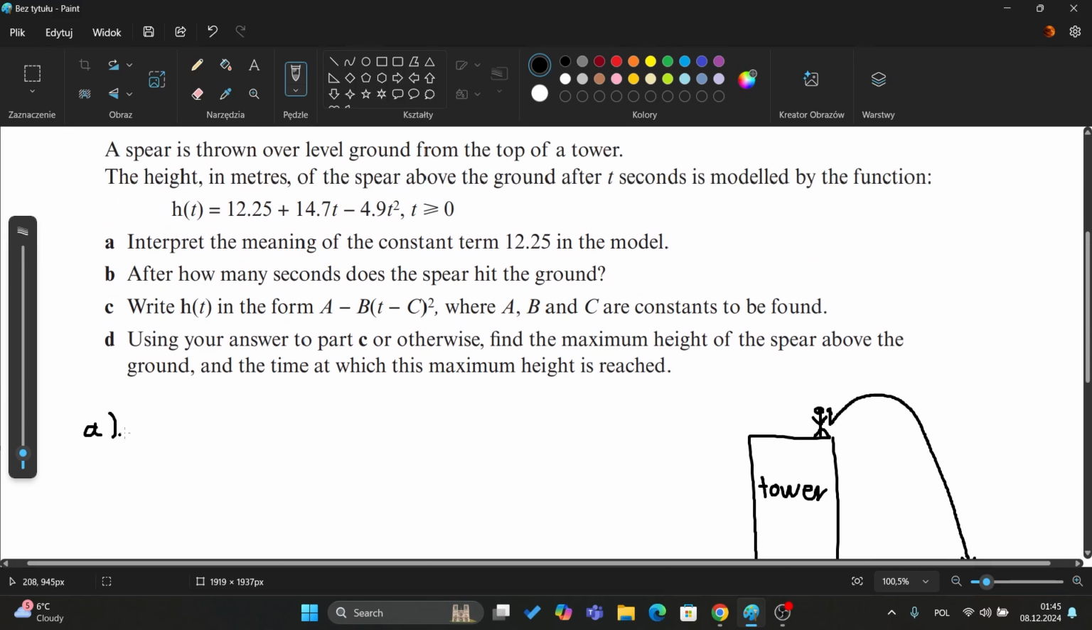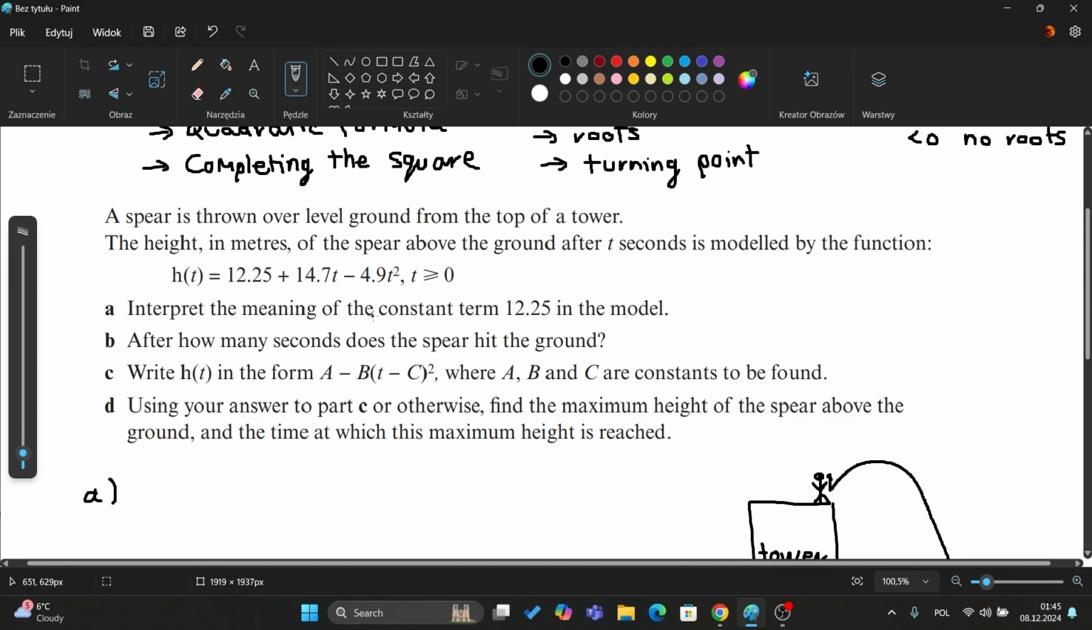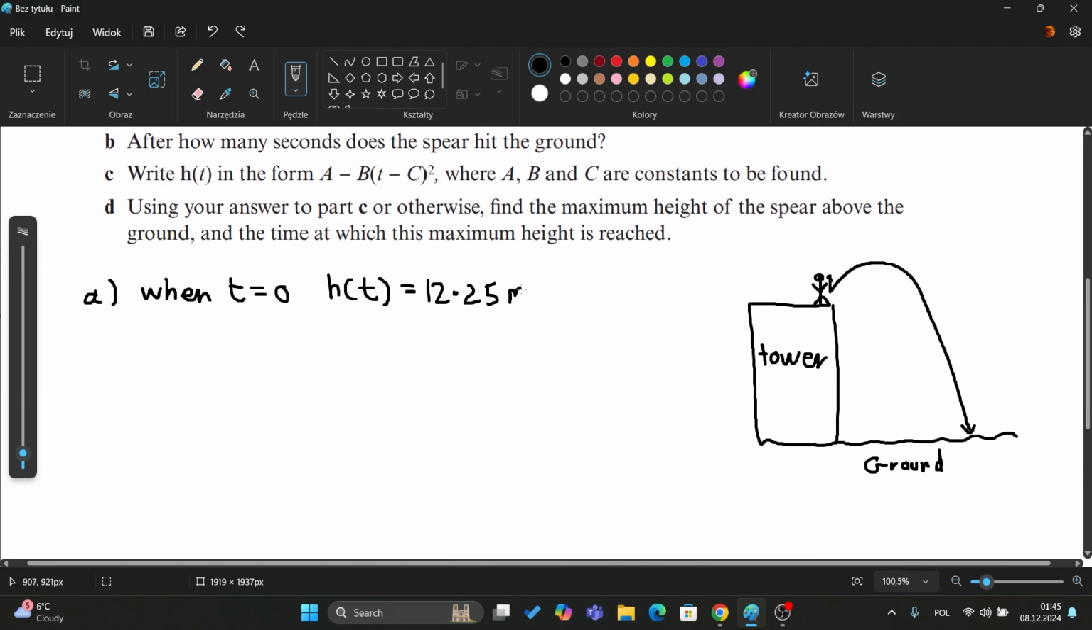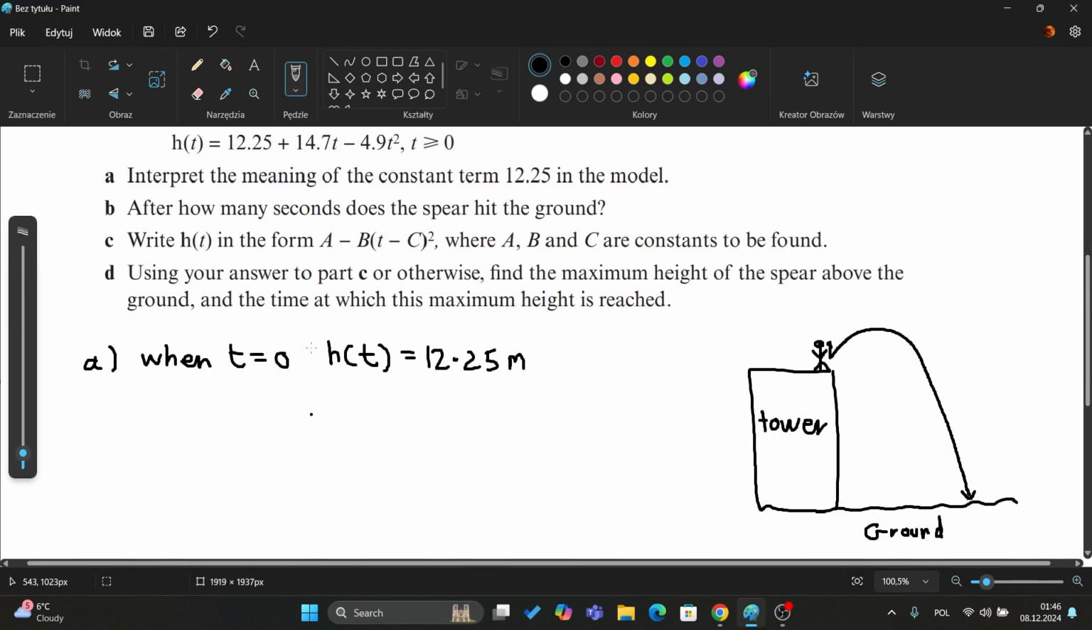For part A of the question, when we want to interpret the meaning of the constant term 12.25 in the model, it is basically when t equals 0, h(t) equals 12.25, because when we enter 0, then those two values disappear, and we get a value of 12.25 meters, which is basically the height at which the spear is thrown. So it is the height of the tower.